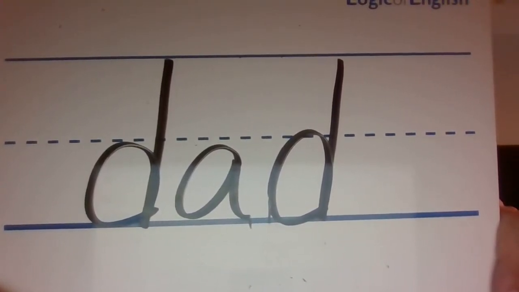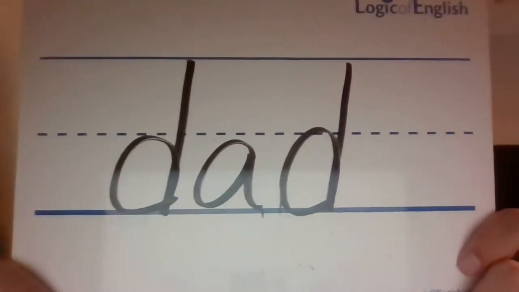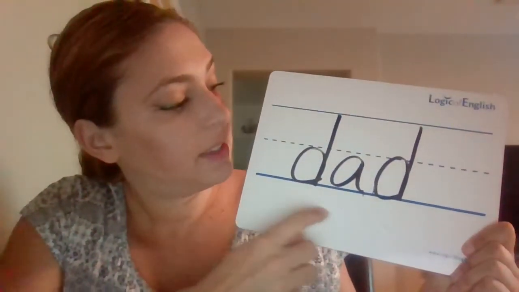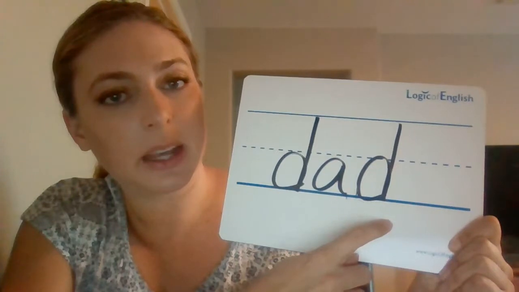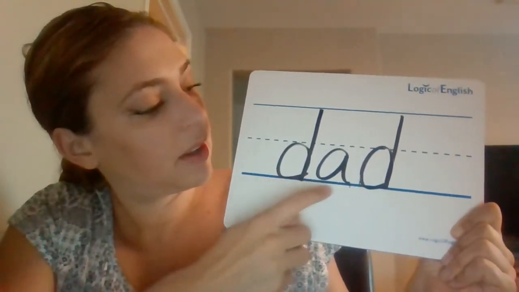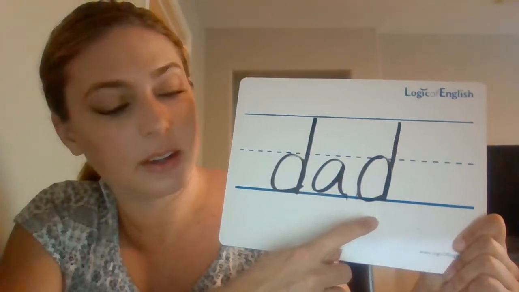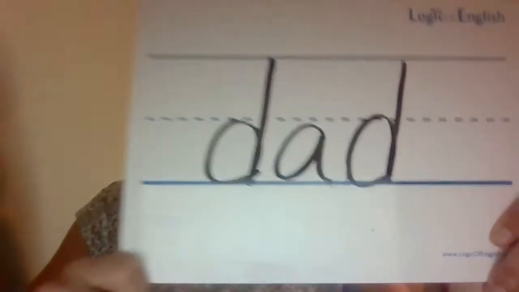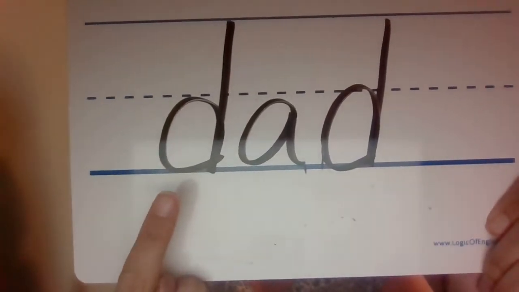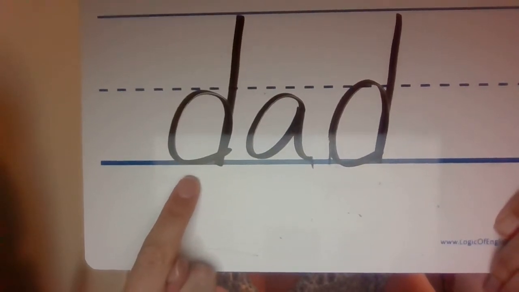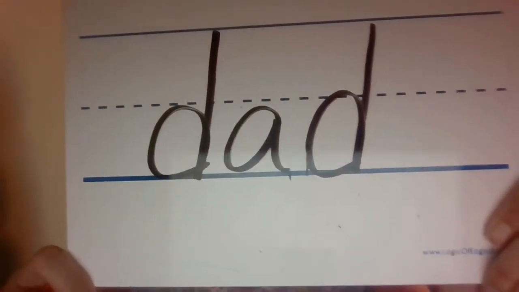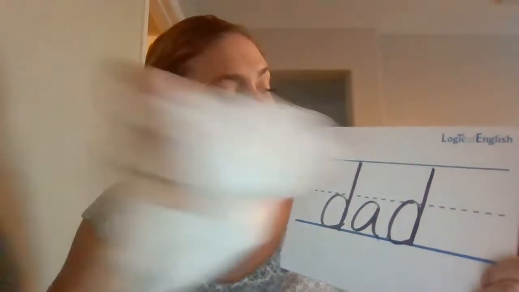Dad. Before we write the word, we say the word and we're going to segment it into its sounds. The word dad. What are the sounds that come together? Let's say them. D, a, d. D, a, d. Dad. Please try that at home. I'm going to point to the letter. I would like you to say the sound. Good job.